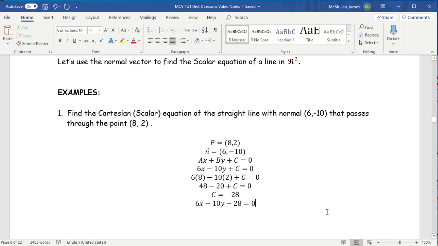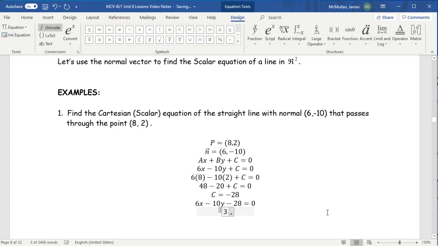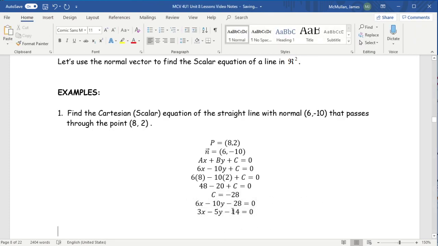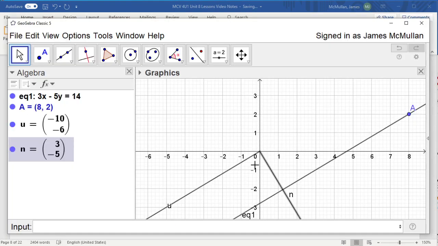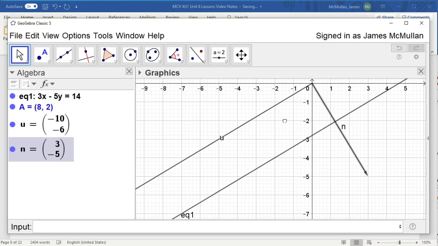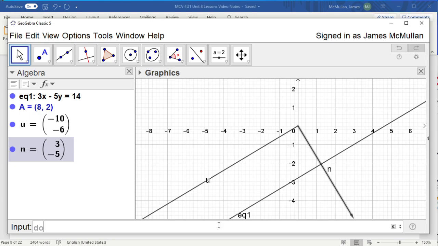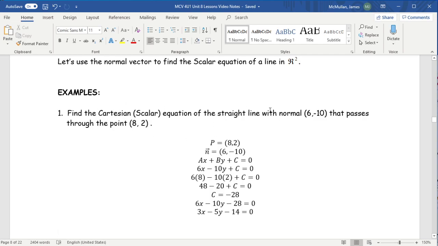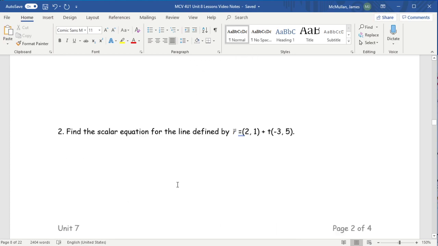This actually does remind me something about the equation of this, is that we should simplify it if we can, right? And you can see here everything can be divided by 2, so we can make this a little bit easier. And you can see that the normal and the direction vector would dot to make 0. So dot them gives you 0, which means they're perpendicular, right? So we know we did this right. Okay, so we found the Cartesian equation of a straight line that has that normal and passes through that point.